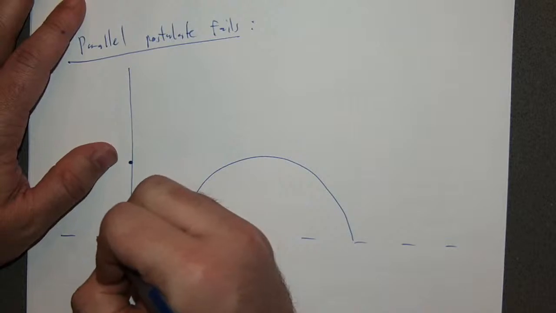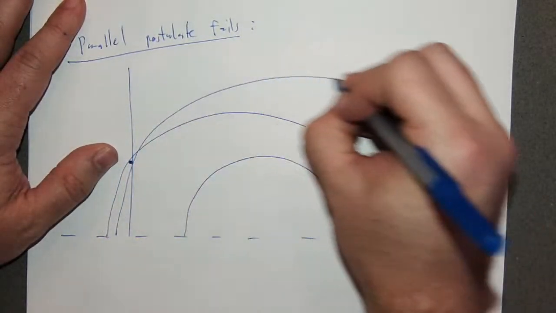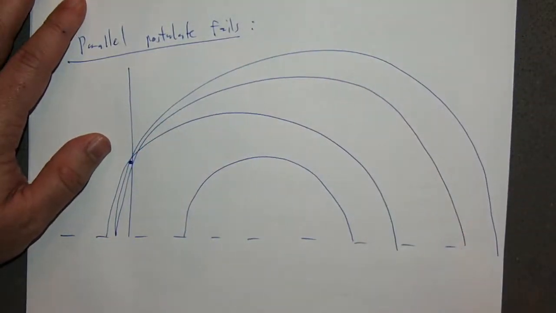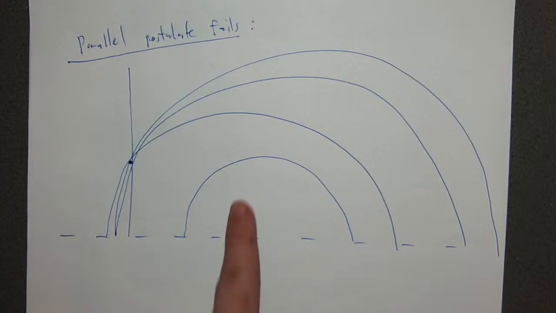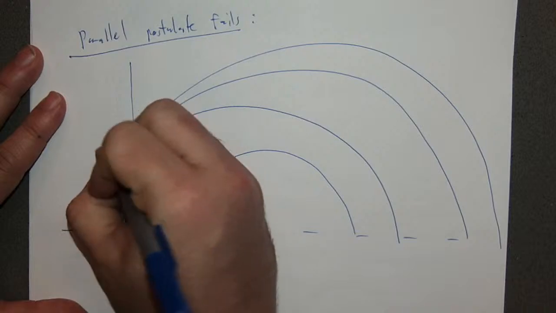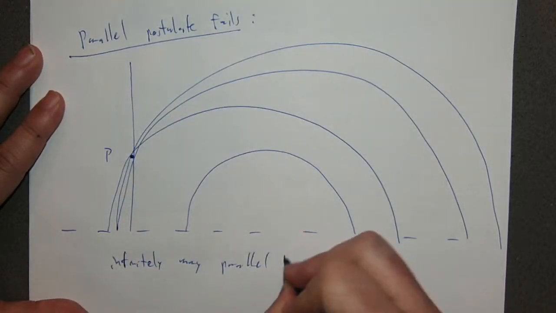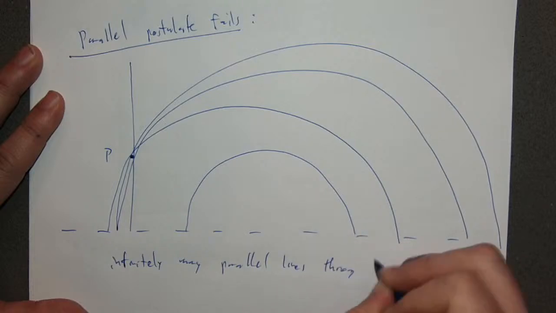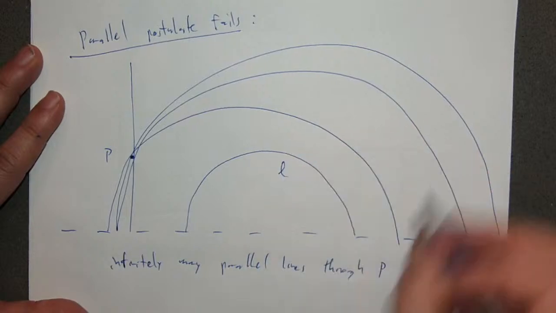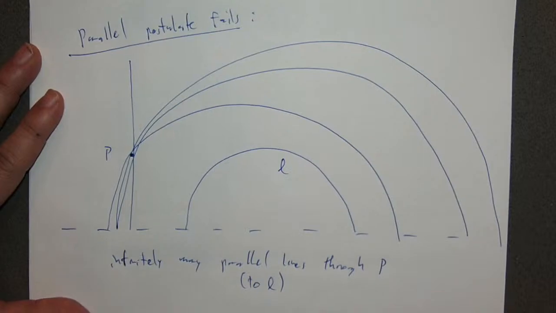There's one. There's one. There's one. There's one. All of those are parallel to this. So infinitely many parallel lines through P. So infinitely many parallel lines to, we'll call this line L, through P.